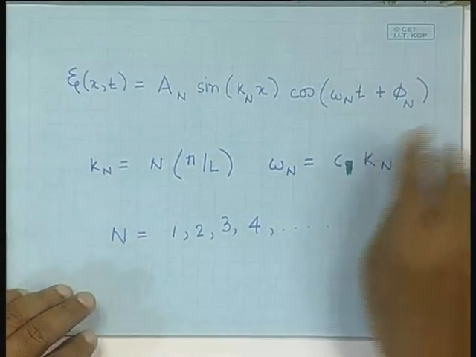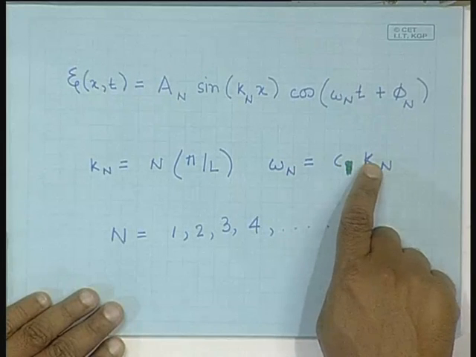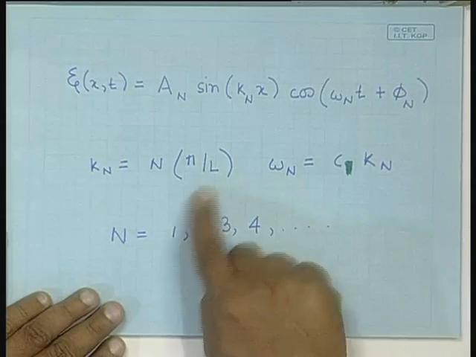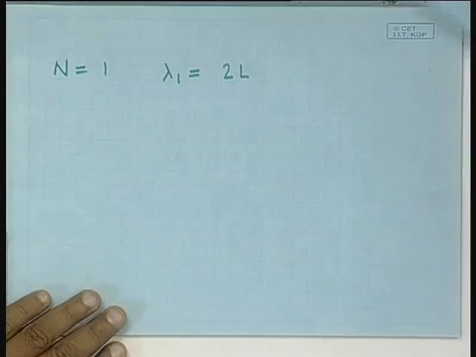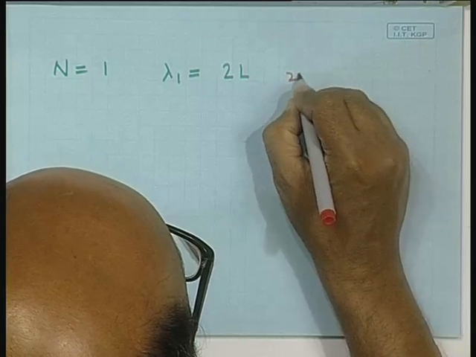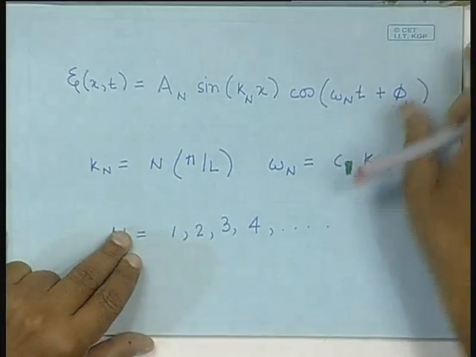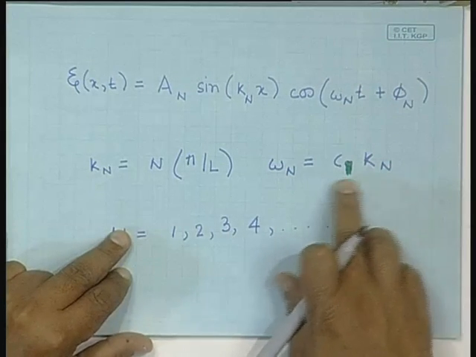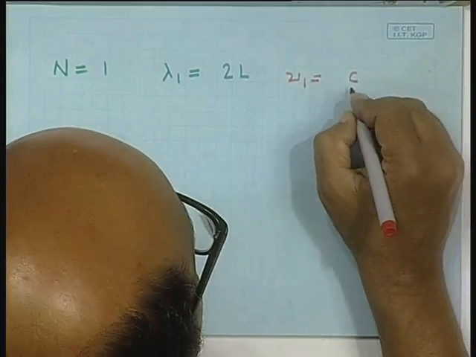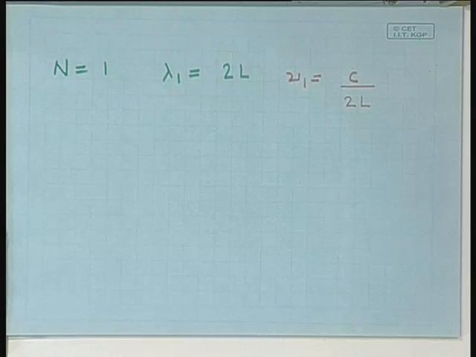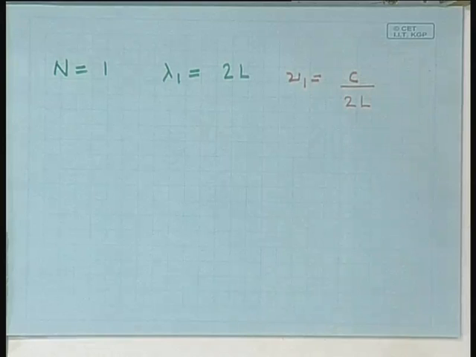What is the frequency of this vibration? So, omega 1 is c times k 1, and omega divided by 2 pi gives us the frequency. k 1 we know is pi by L, so I have to divide it by 2 pi. So, the frequency nu 1 is c times pi by L divided by 2 pi. The factor of pi will cancel out and I will have c by 2 L. So, the fundamental mode or the first harmonic has a wavelength which is twice the length of the string, and it has a frequency which is c divided by 2 L, where c is the phase velocity in that string.